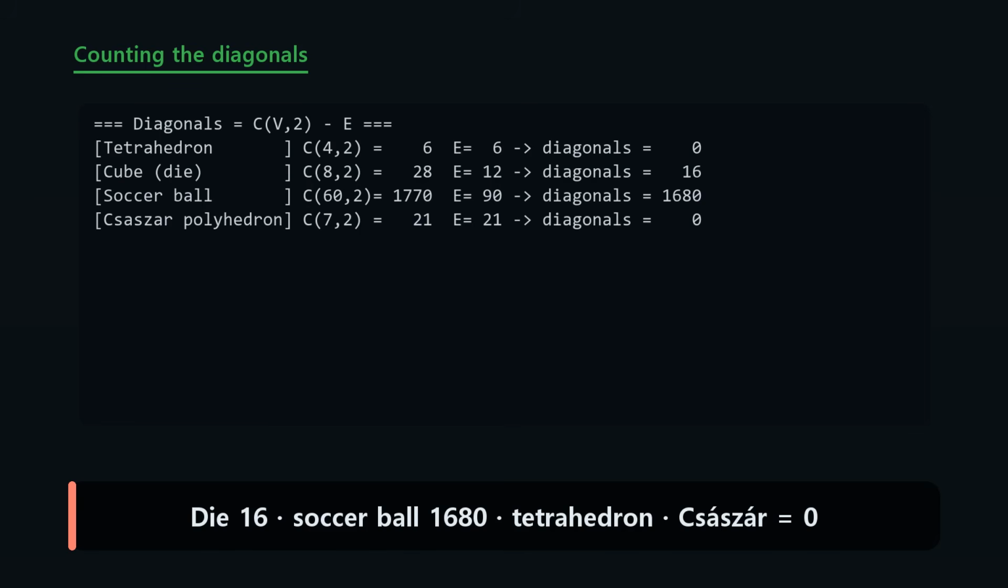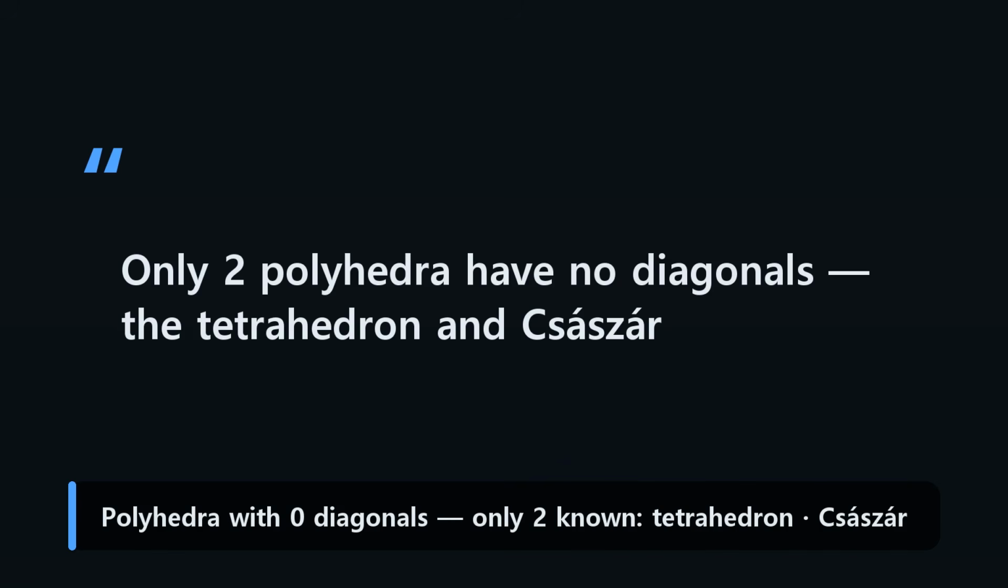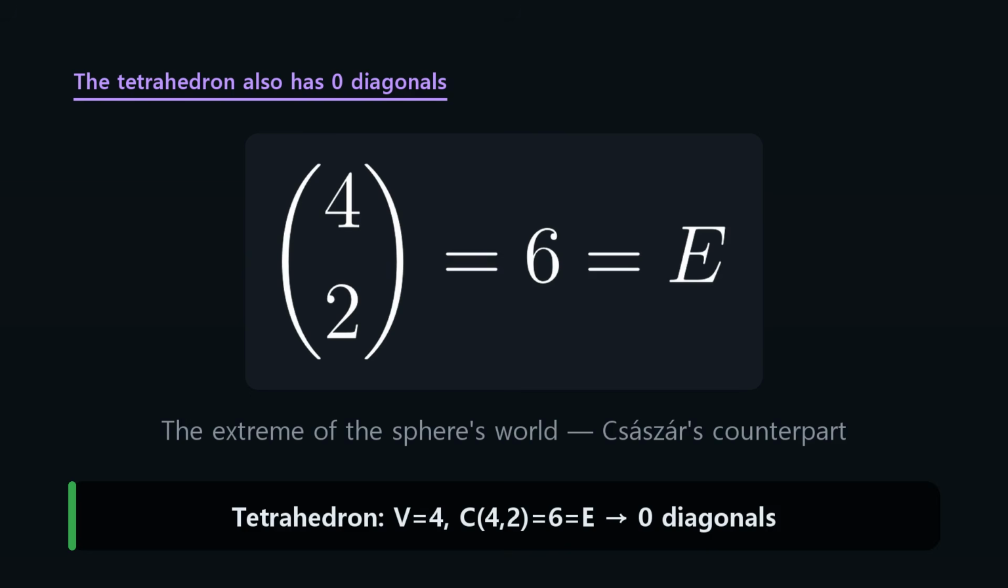A die has 16 and a soccer ball has a staggering 1680. Yet the tetrahedron and the Szilassi polyhedron have none at all. So far, only 2 polyhedra with no diagonals have ever been found. The tetrahedron and the Szilassi polyhedron. Whether there's a third, nobody knows. If the tetrahedron is the simplest shape in the world of the sphere, the Szilassi polyhedron is its counterpart in the world of the torus.